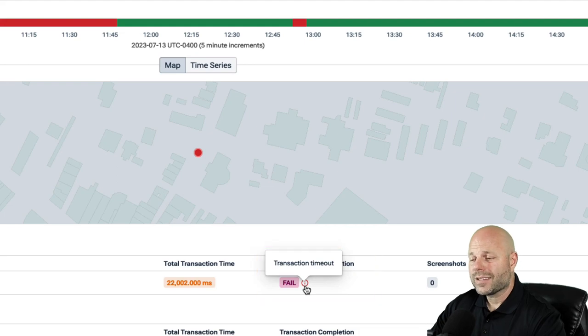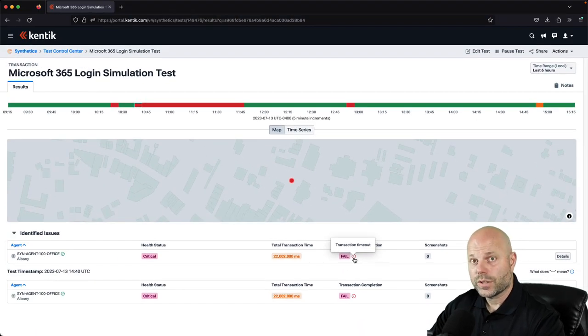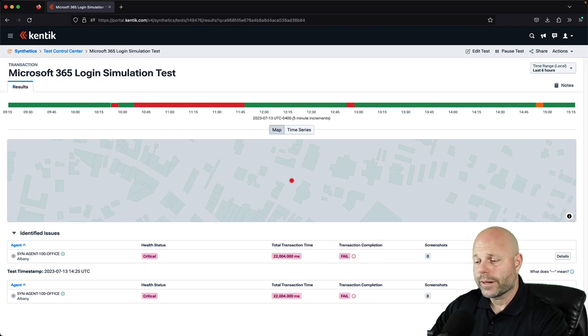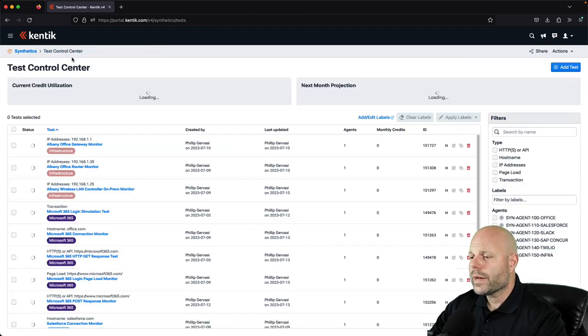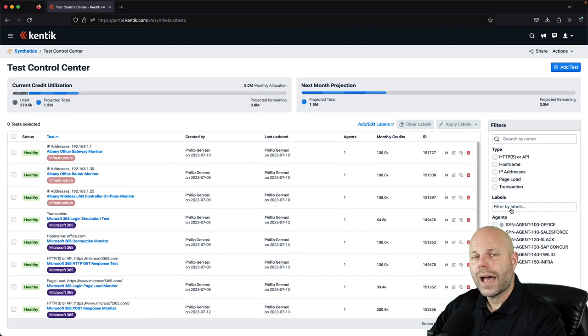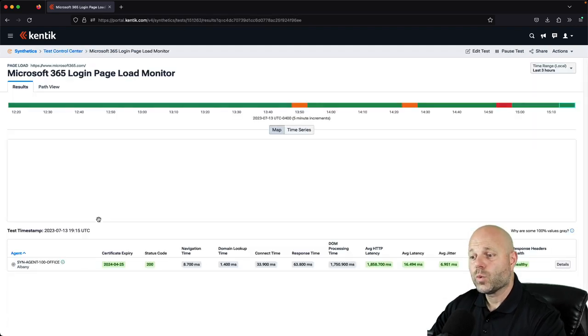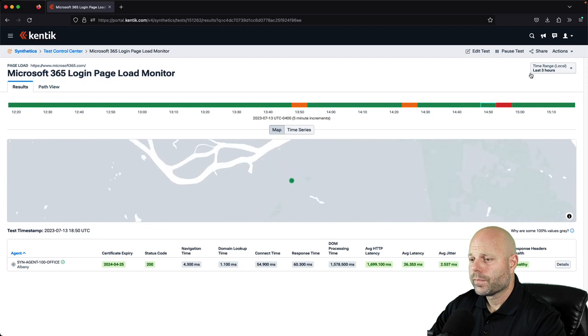So that indicates that something is slowing everything down, causing a timeout of the actual script, and that's exactly what our end users were reporting. So what I want to do now is take a look at the page load test, because I want to figure out why the page wasn't loading at all sometimes.